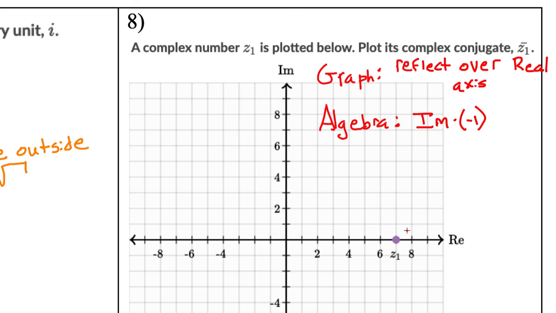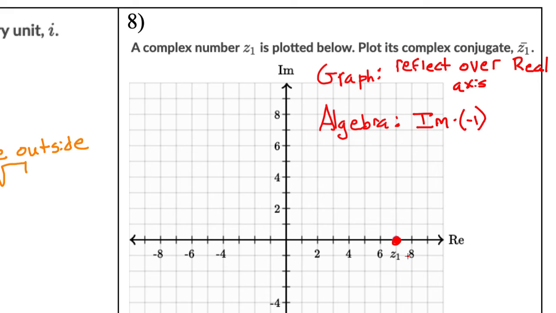So let's reflect this point over the real axis. Are you guys ready? Drum roll, and boom, there it is. It's the same point. Whoa. How do you do that? Because this point was on the real axis, I can't reflect over anything. It's just the same point.